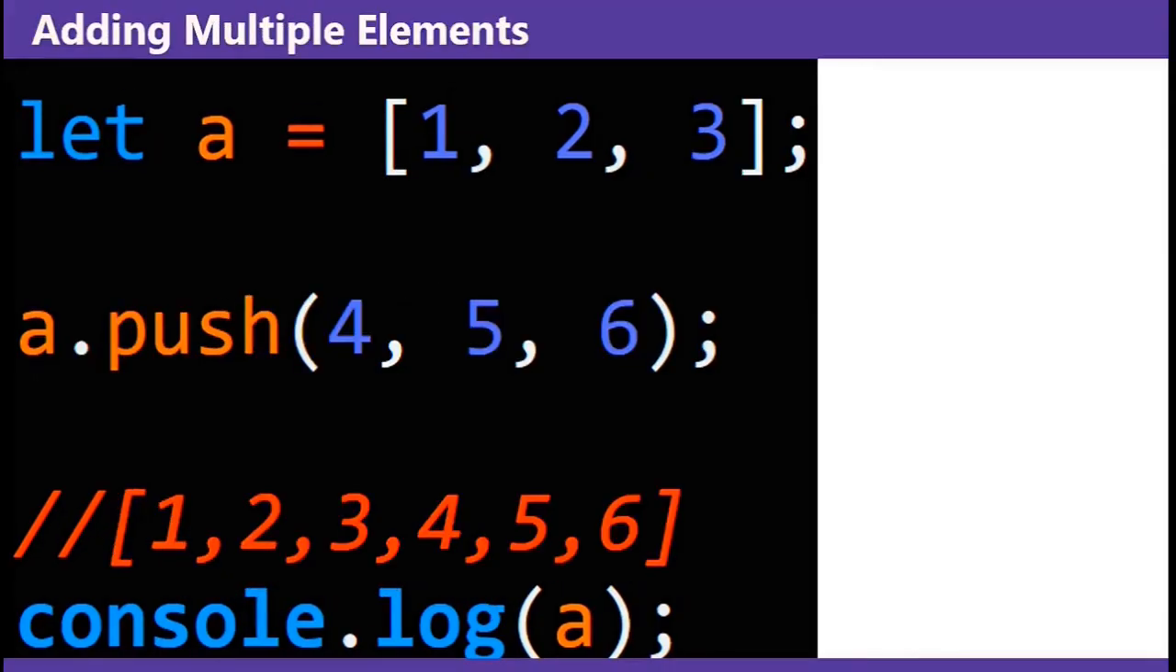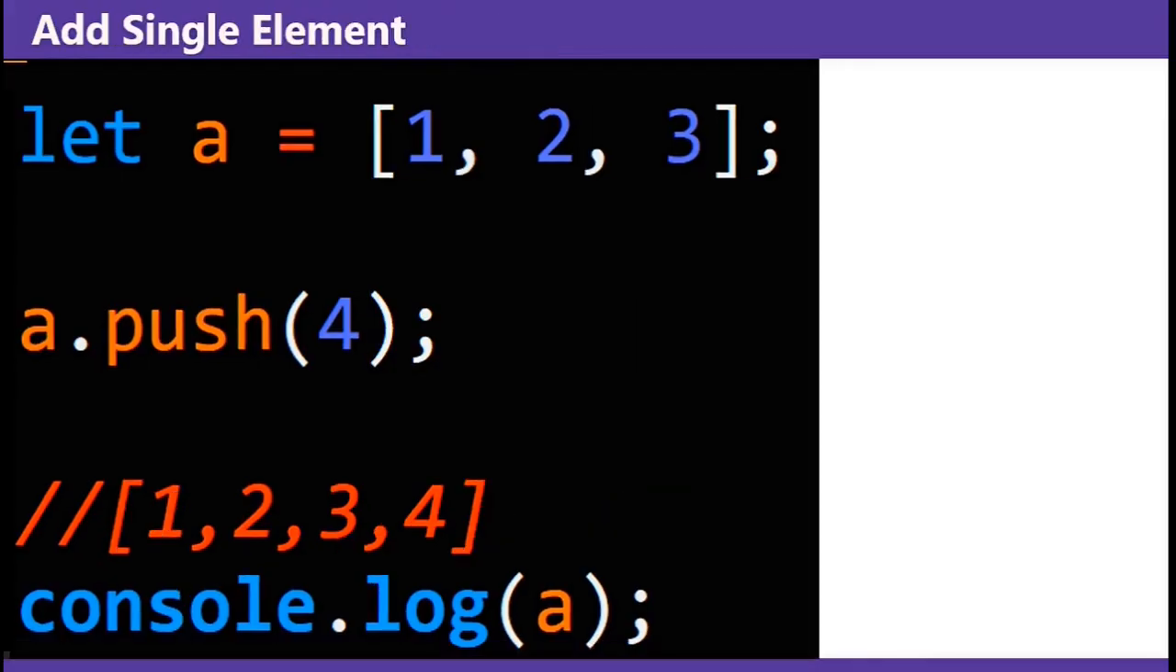You can simply pass multiple elements into push separated by a comma, and they will all be added to the end of the array, one by one, in order. Finally, if you pass in just a single element to push, that single element will be added to the end of the array.